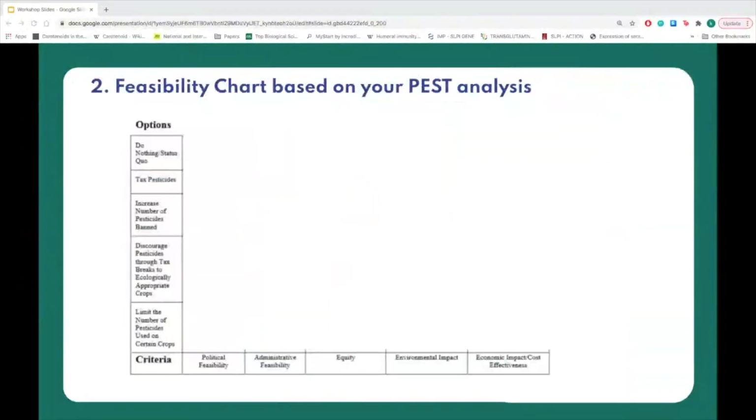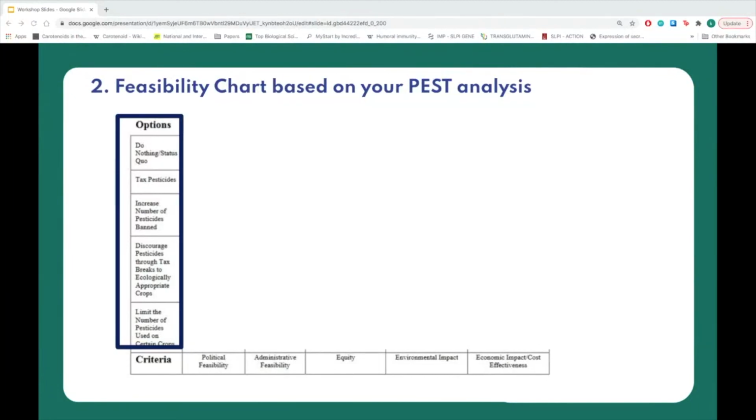Okay, so now that you've done your PEST analysis, you can use that to actually map out or put together a feasibility chart. So for this, what you basically do is you come up with all the different policy recommendations that you want to include in your policy memo and put them on the y-axis. So over here, let's take an example of this policy memo that is written to deal with the problem of pesticide usage by farmers.